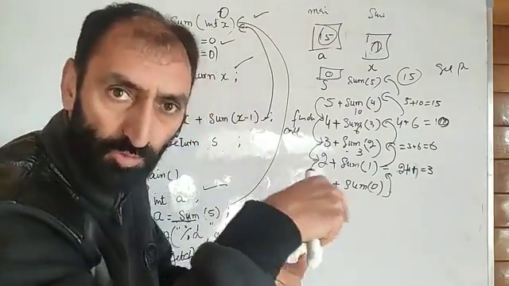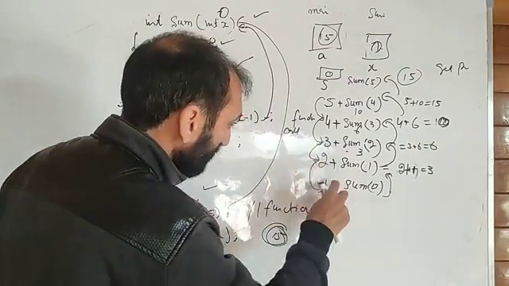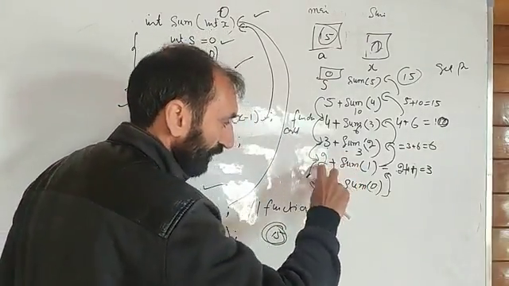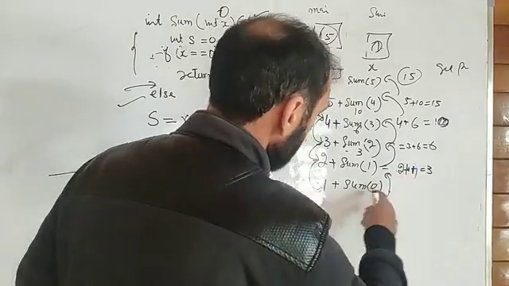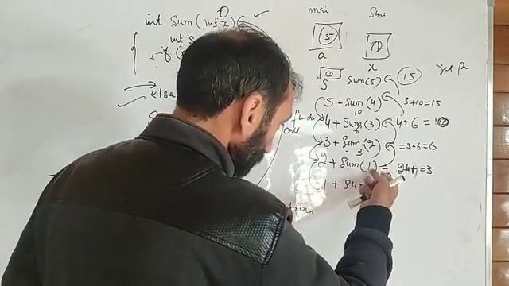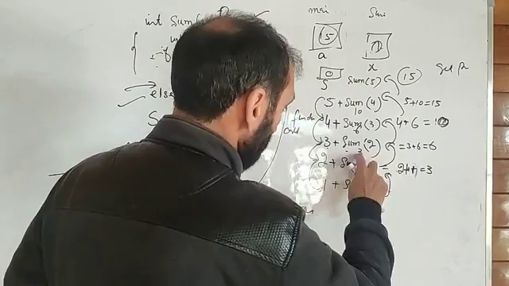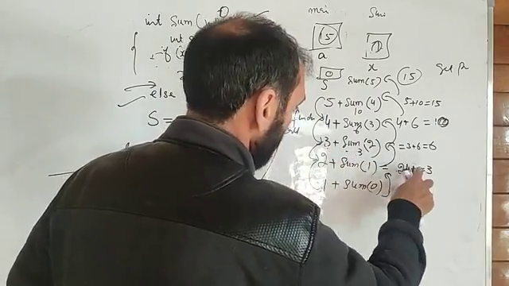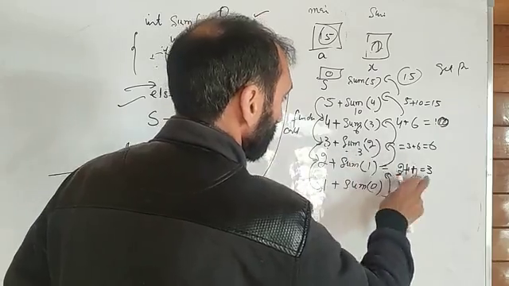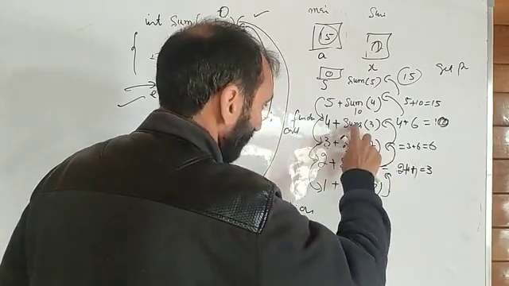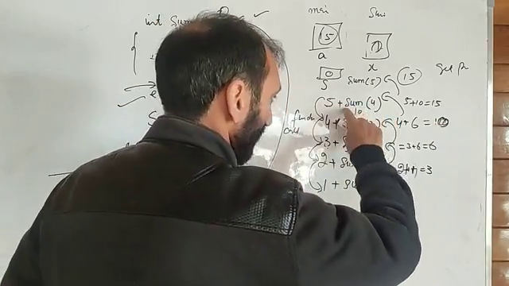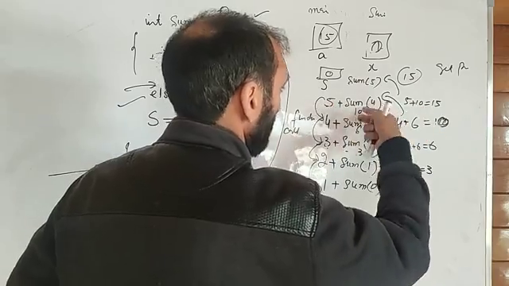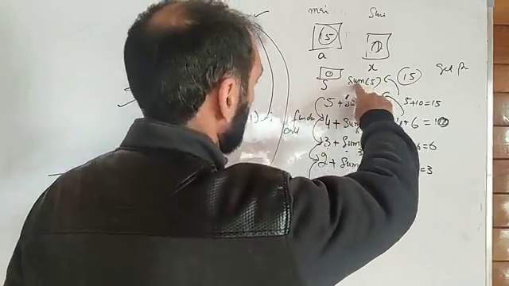The function returns 0 to the calling function, so 1 plus 0 is 1. Then 2 plus 1 is 3. 3 plus 3 becomes 6. So 6 gets returned to the sum function. 6 plus 4 becomes 10. 10 gets returned to the function. 10 plus 5 becomes 15. And 15 gets returned to the sum function.